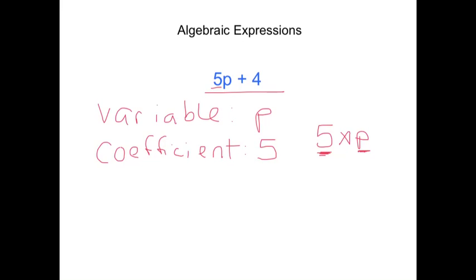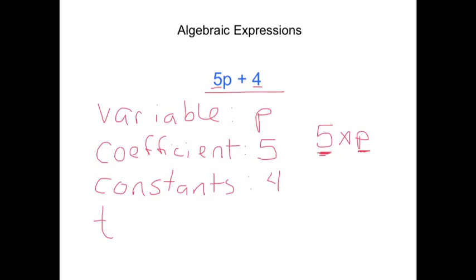We have a special name for numbers that are all by themselves, like this 4. Those are called constants. It's a constant because it never changes. That 4 is going to stay a 4 no matter what.